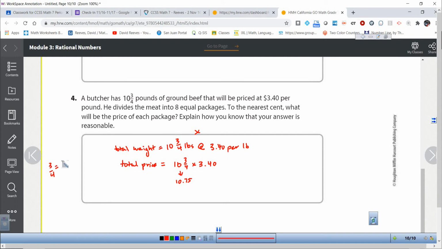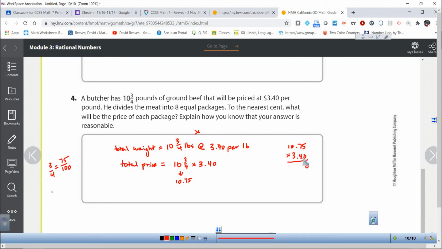3 out of 4 is the same as 75 over 100, right? 3/4 of a dollar, 3/4 is 75 cents, right? 75 out of 100. So I'm going to take the pounds and I'm going to multiply it by the cost per pound, and that's going to give me the total cost. All right, so this 0 is simply going to give me a 0 here.